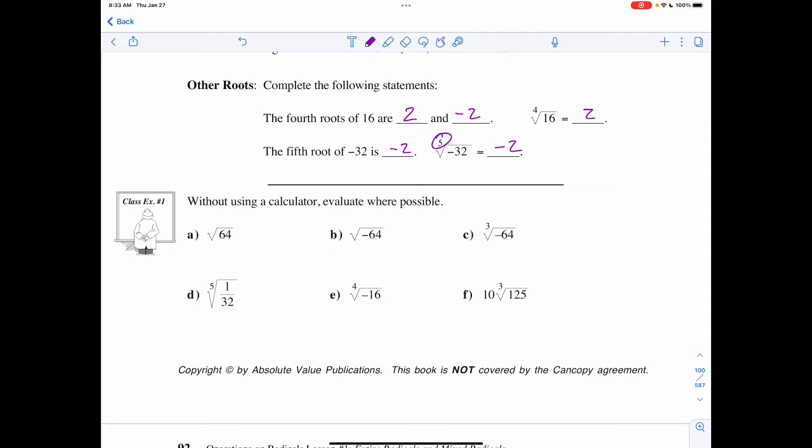Now, it says evaluate without using a calculator. I'm not going to take your calculator away, so you can always have it to just verify whatever it is that you're doing. So if I said the square root of 64, most of you will know that that is 8. If I said the square root of negative 64, that's not possible.